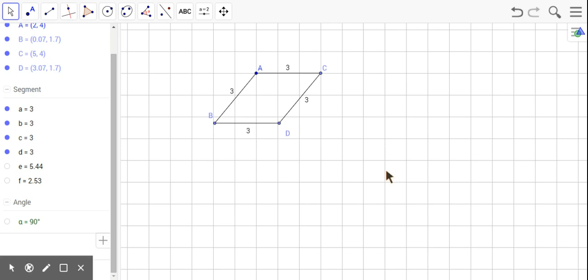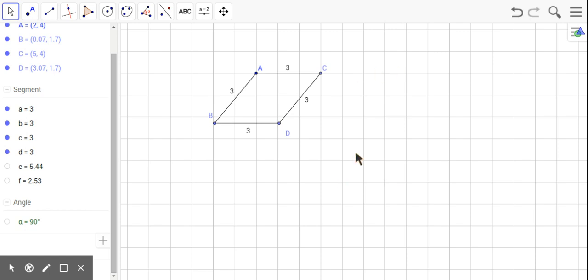Welcome to Unit 3, Lesson 5, Special Parallelograms. Now, we're still going to be talking about parallelograms. It's just we are now going to extend our knowledge and talk about 3 special types of parallelograms. So because these are all parallelograms, all the properties that we learned in the previous lessons still apply.